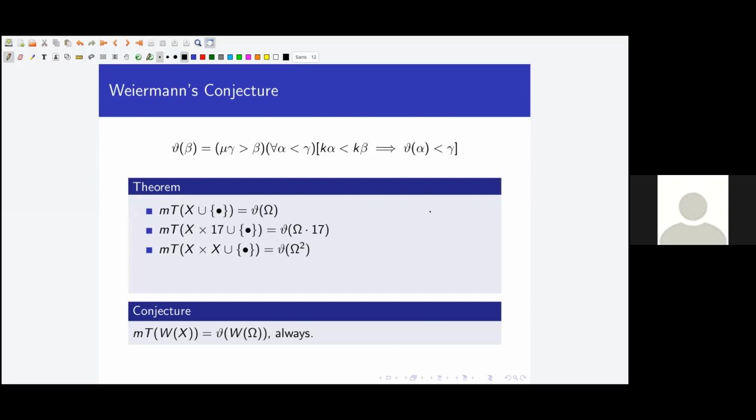So in this final slide, I will say something about the motivation for this work. It's a conjecture of Andreas's that people have been calling Weiermann's conjecture. Now, I hope I wrote this definition of theta correctly. Let me know if you see a mistake.